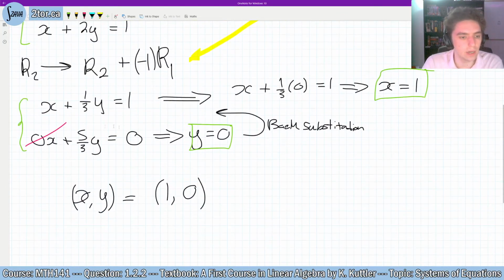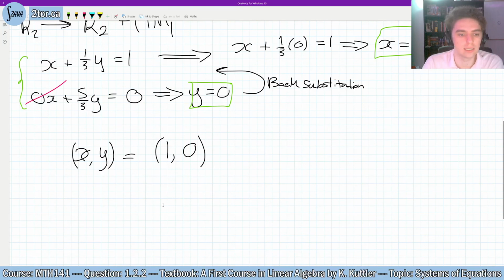And now that second equation, the reason we did that is because it's one equation, one unknown. We could just solve for y, which ended up being 0. Back substitute that into the first equation. Plugging in y equals 0, we just get x plus 1/3 times 0 equals 1, which implies that x equals 1. So our final solution to the question is (x, y) equals (1, 0).